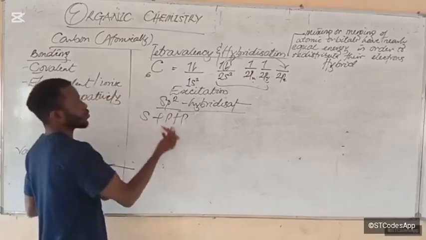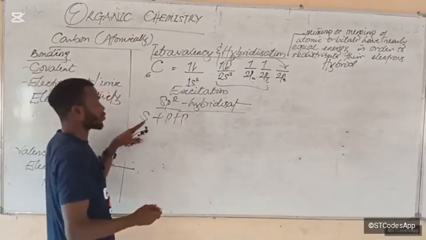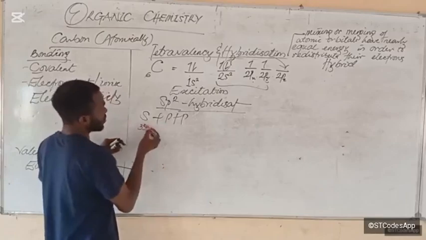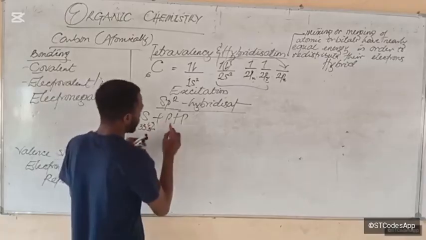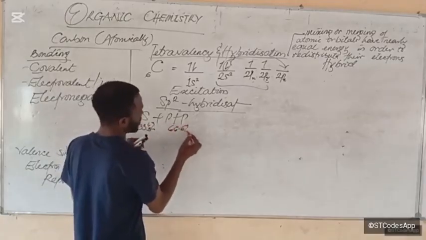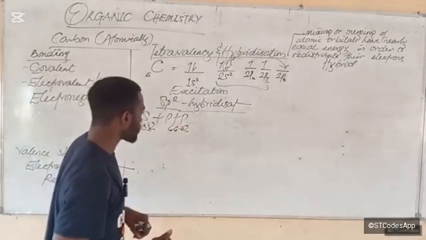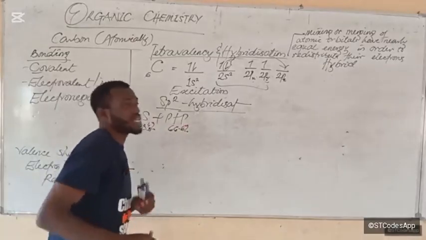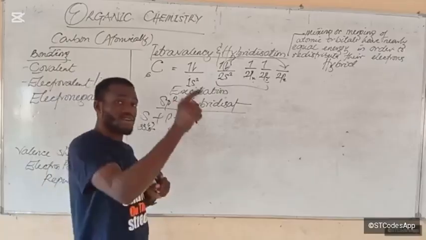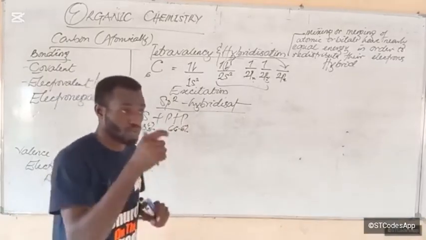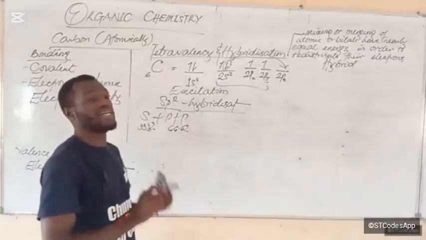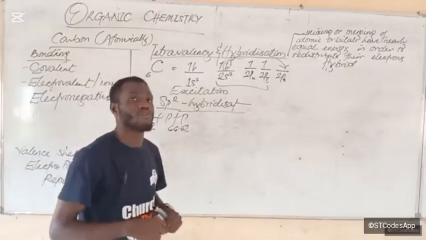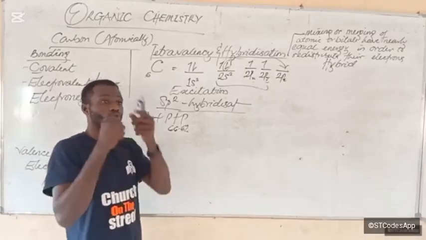It means that the s is going to contribute about 33.3% in character, while the p is going to contribute about 66.6% in character. Then what happens here is this: there's going to be a third orbital, the 2pz orbital, that is not going to be hybridized. That unhybridized orbital is going to give rise to a special form of bond, because electrons will also stay there.